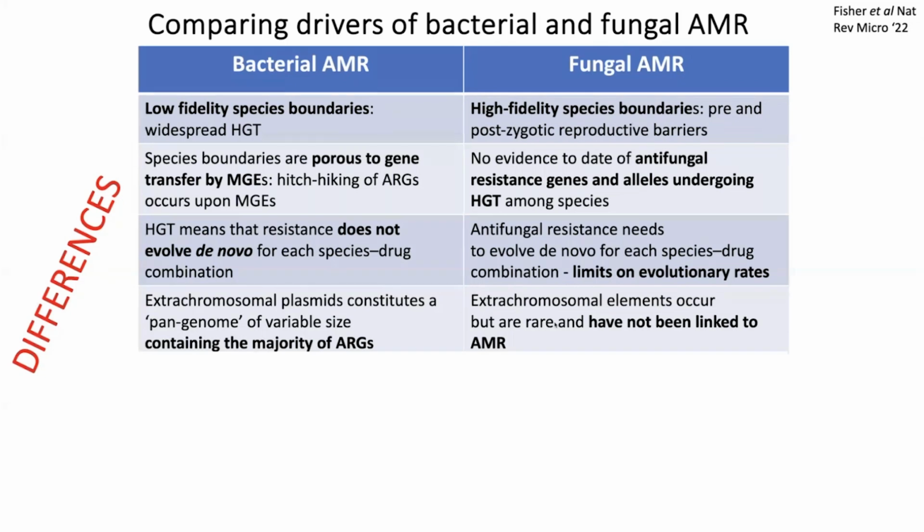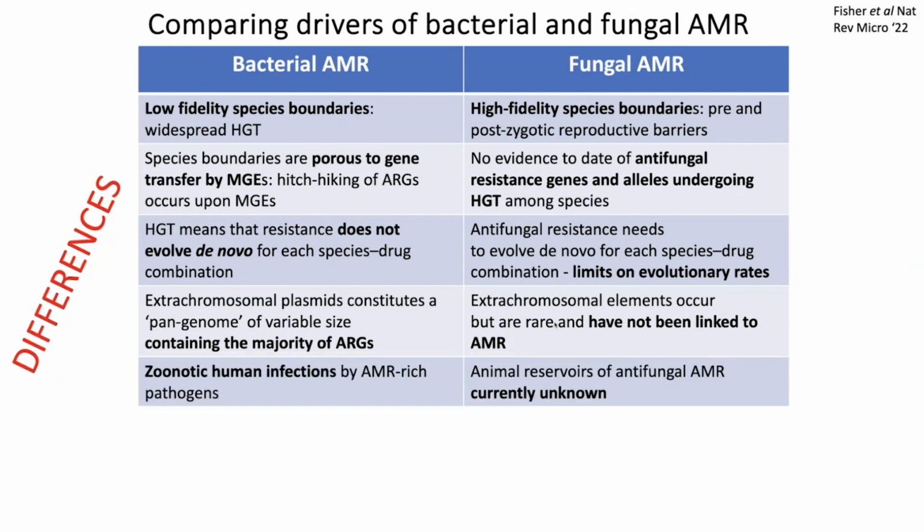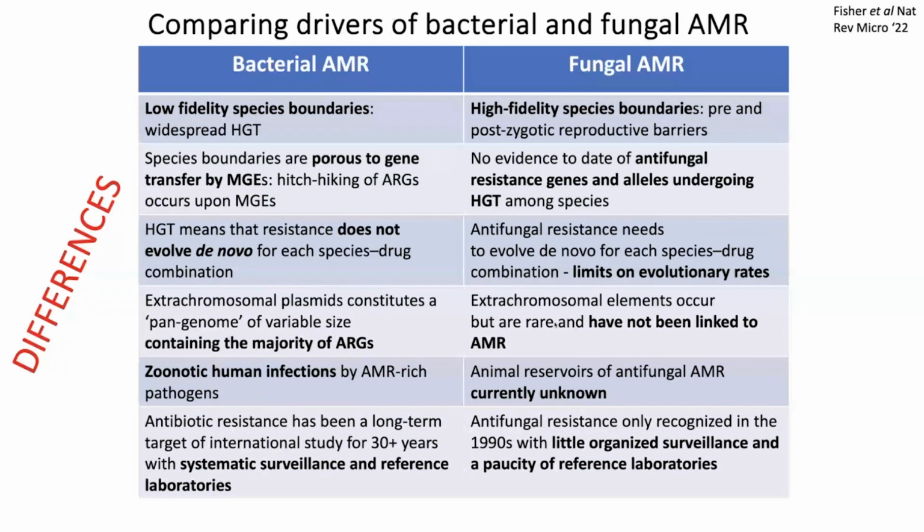Bacteria have extrachromosomal plasmids constituting an enormous pangenome that contain the majority of ARGs. These extrachromosomal elements do not exist to that extent in fungi. Zoonotic human infections by AMR-rich pathogens are a feature for bacteria, currently unknown for fungi, and antibiotic resistance has been a long-term target of international study pretty much since Fleming's time. You have wonderful systematic surveillance, reference laboratories, exquisite genomic tools. Believe me, I've watched them over the years.